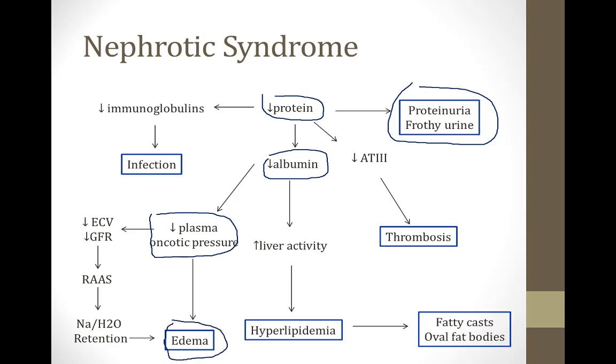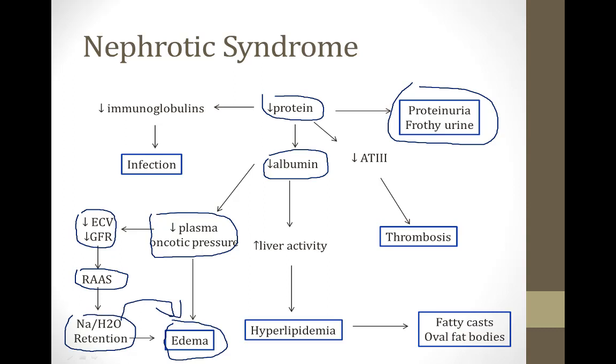You also get edema from another mechanism. The loss of plasma oncotic pressure leads to a reduction in extracellular volume and a reduction in glomerular filtration rate. This is going to ramp up the renin-angiotensin-aldosterone system and lead to sodium and water retention. So that is also going to contribute to the edema. There are two mechanisms by which you get edema in the nephrotic syndrome.